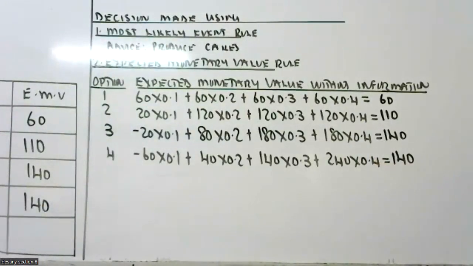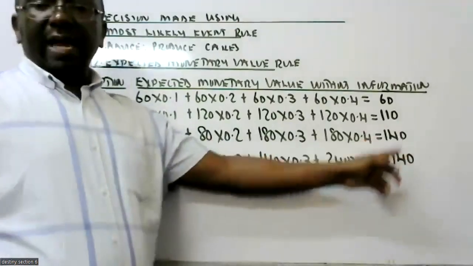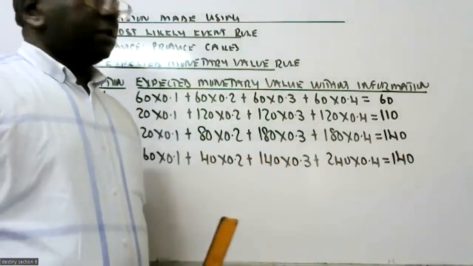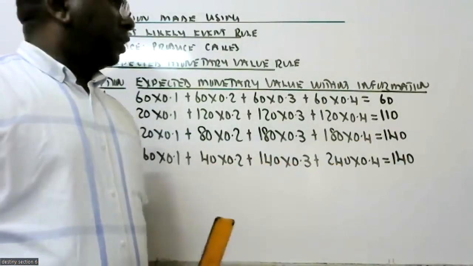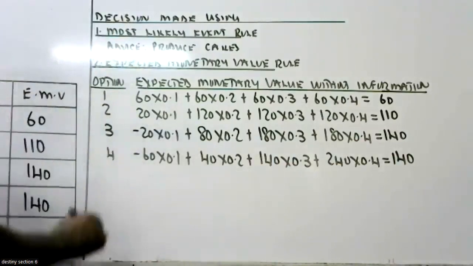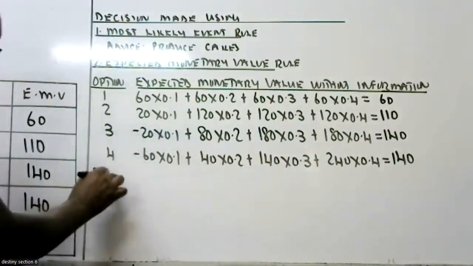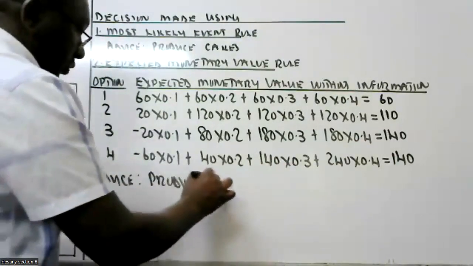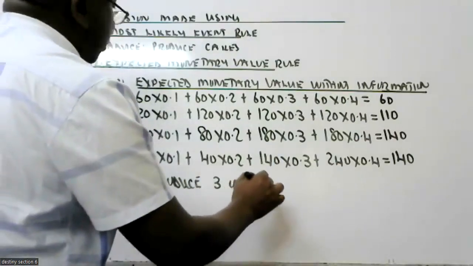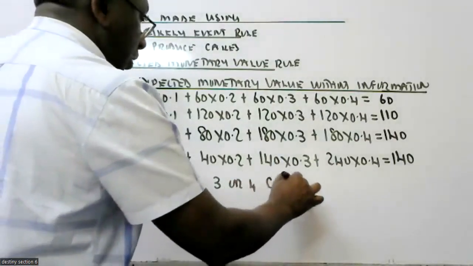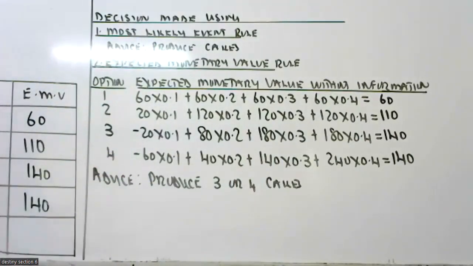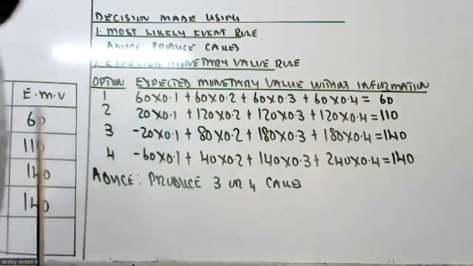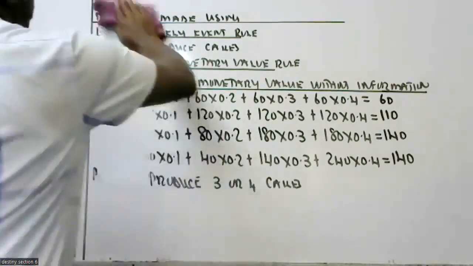So if it is 140, now what you do, you select the highest. So the highest of this is what? 140, and there are two of them. So the advice that you offer, if you are using this rule, is that they can produce 3 or 4 units or cakes. They can produce 3 or 4 cakes. That is rule number 2. Let's proceed to other rules.